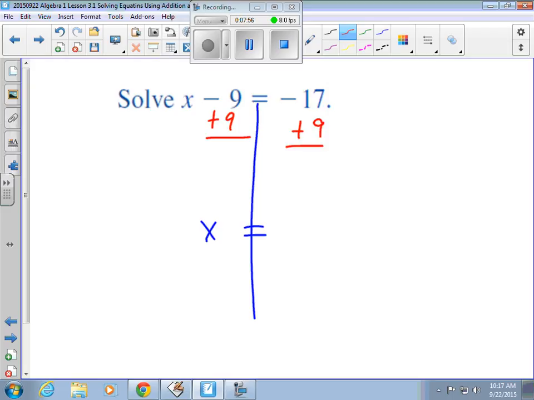Opposite signs, 17 and 9. Subtract them. 17 minus 9 is 8. 17 is the larger absolute value. It's negative, so negative 8 is what you should have.